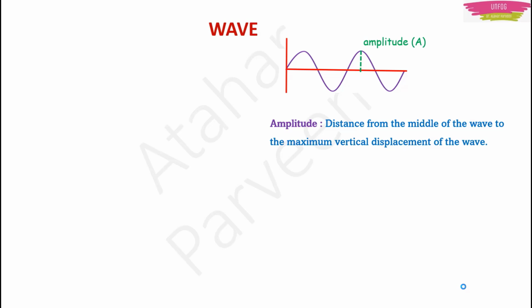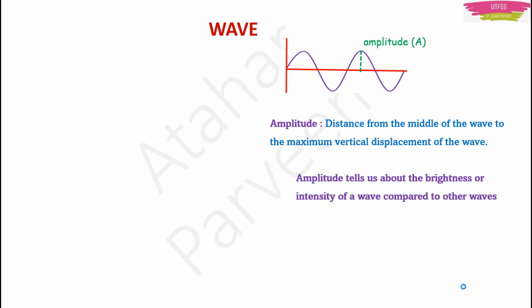This amplitude is also very important when you talk about a wave, because it will tell you about the brightness or intensity of a wave when you compare it to other waves. See, if a wave has more amplitude, it means that it has more brightness or more energy. If a wave has less amplitude, then it has less brightness, less intensity or less energy. So you can give the character of a wave when you know the amplitude. The symbol for amplitude is A, and because we are talking about distance, the unit will be meter only.